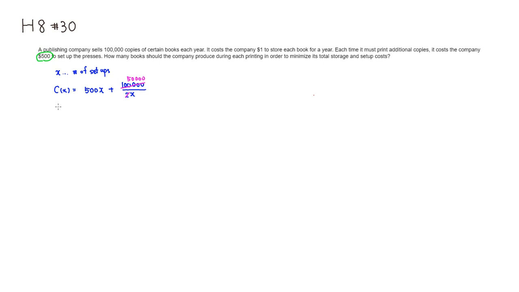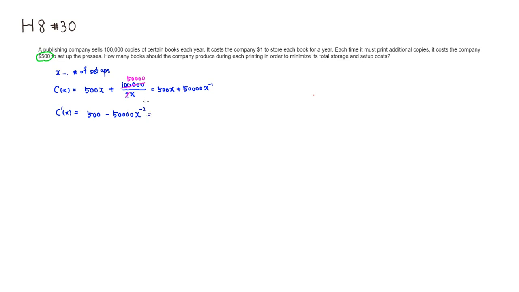So let's take the derivative, c prime of x. We need to rewrite this function as 500x plus 50,000 x to the negative 1. So the derivative is going to be 500 minus 50,000 x to the negative 2.